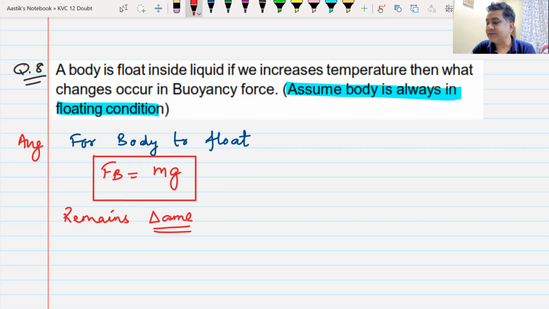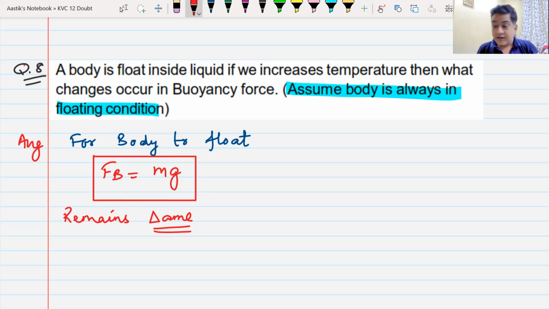Do we understand this? Because the body is still floating. If the body is still floating, the buoyant force must be equal to the weight of the body. In the previous case also, it was equal to the weight of the body. So, if the body has to remain afloat, the buoyant force must be equal to the weight. Do we understand this, everyone? Please raise your hands.